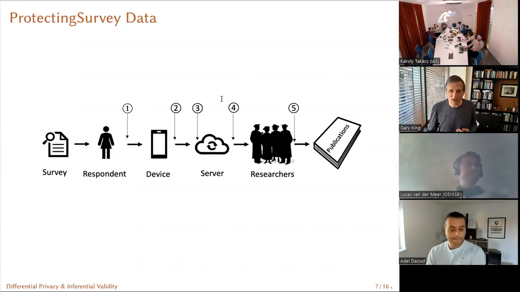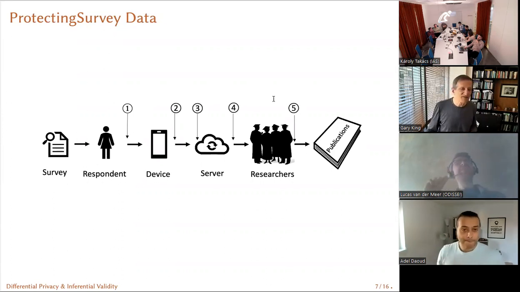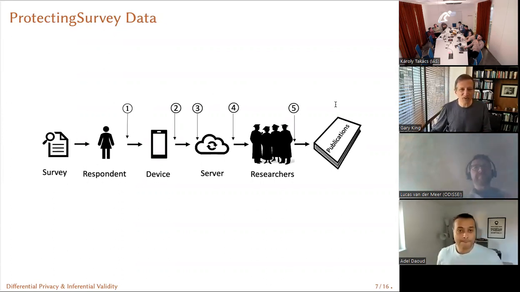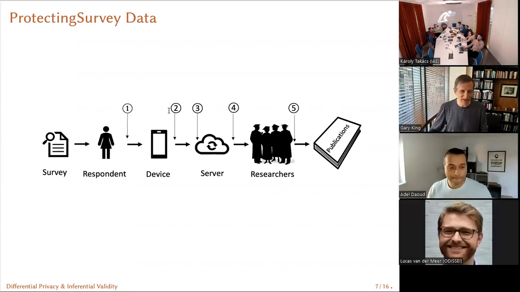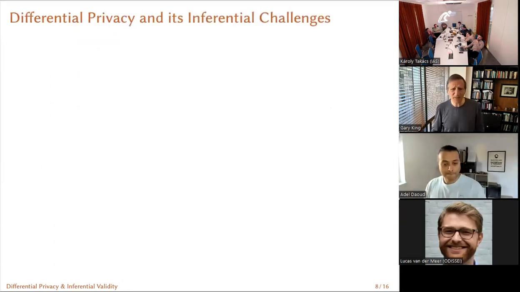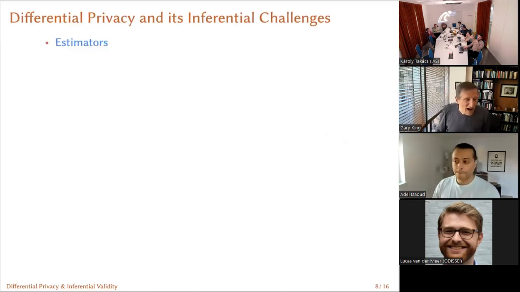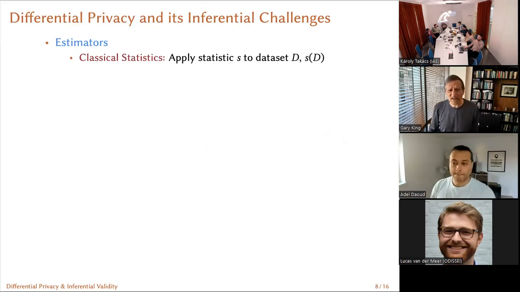Today I'm going to focus on 3, 4, and 5. So there's one method that will deal with 3, 4, and 5. There are other methods that we've written about that can deal with 1 and 2. Okay, so differential privacy, let me define it for you a little more precisely.